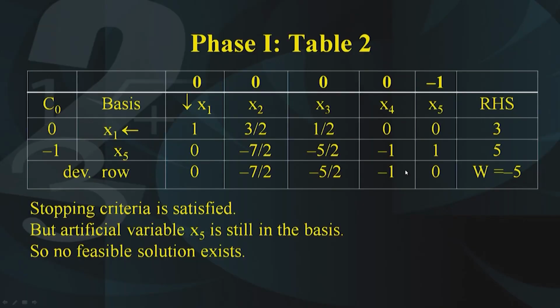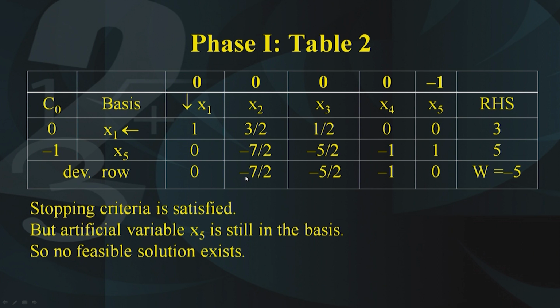Now, what do we find? We find that the stopping criteria is satisfied. Why is the stopping criteria satisfied? Because all the entries in this deviation row are either 0 or negative, and that is the stopping criteria of the two phase method or the simplex method. That is, all entries in the deviation row should be either 0 or negative. Then that means that optimality has been attained and no further improvement in the objective function is possible.